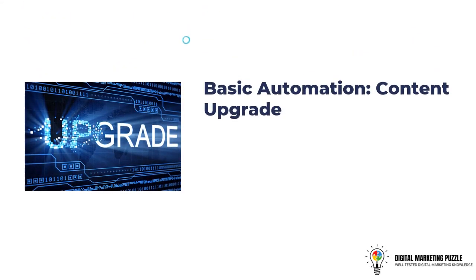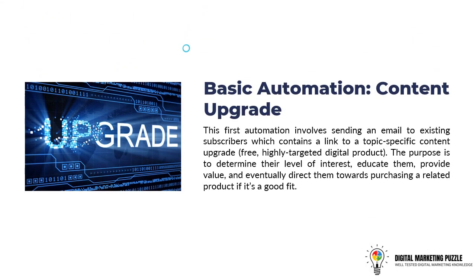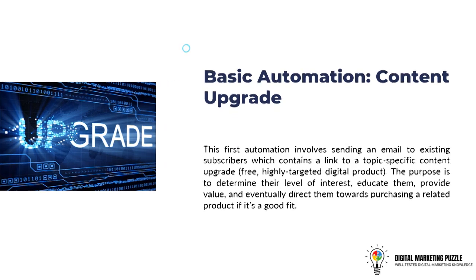Basic automation, content upgrade. This first automation involves sending an email to existing subscribers which contains a link to a topic-specific content upgrade, a free, highly targeted digital product. The purpose is to determine their level of interest, educate them, provide value, and eventually direct them towards purchasing a related product if it's a good fit.